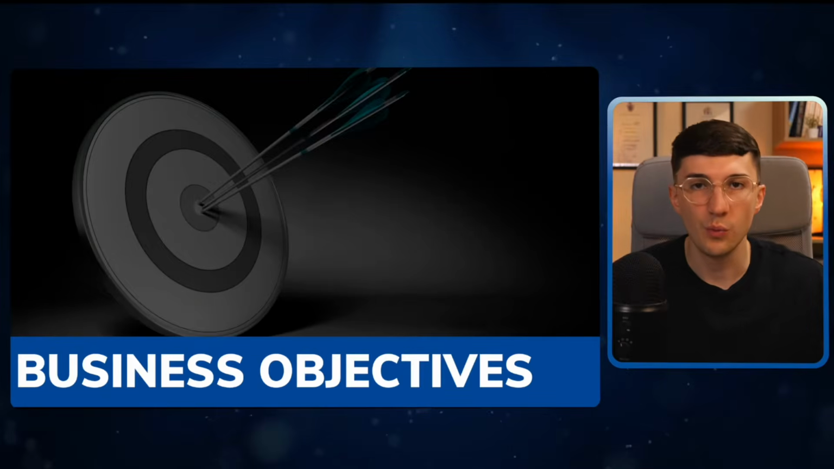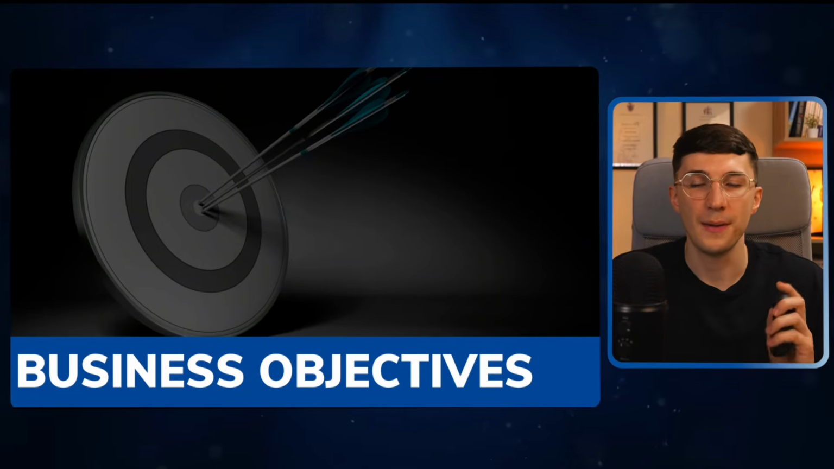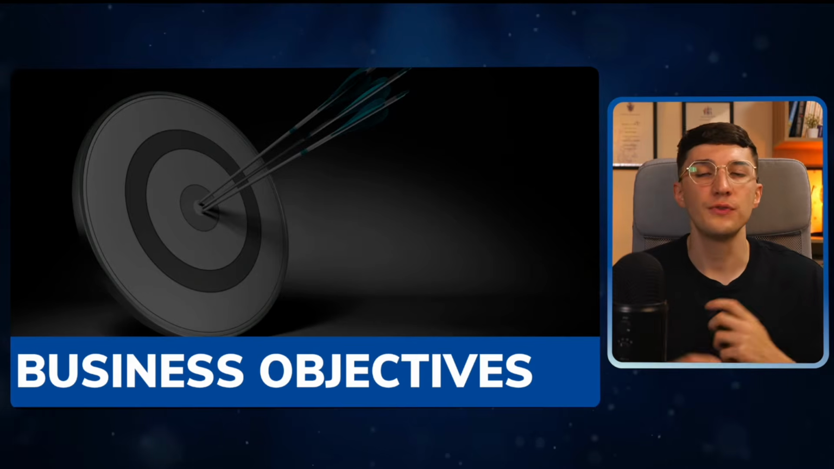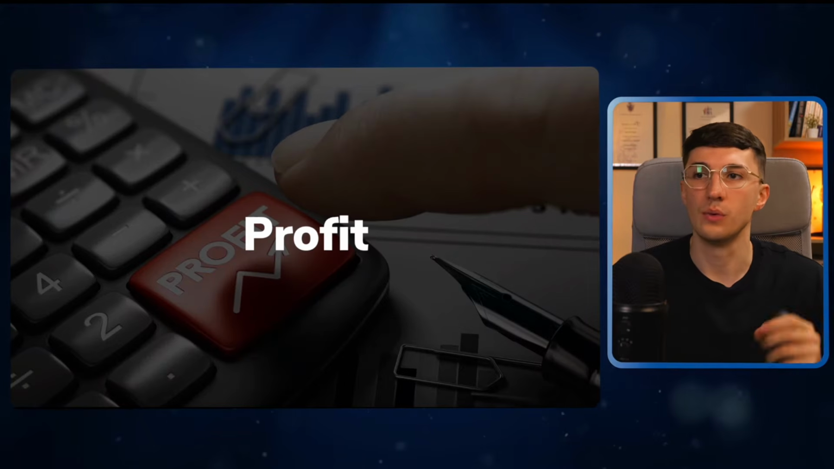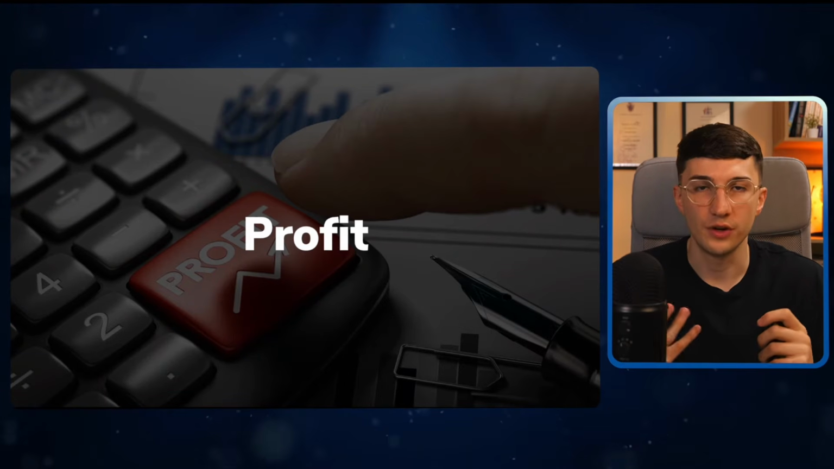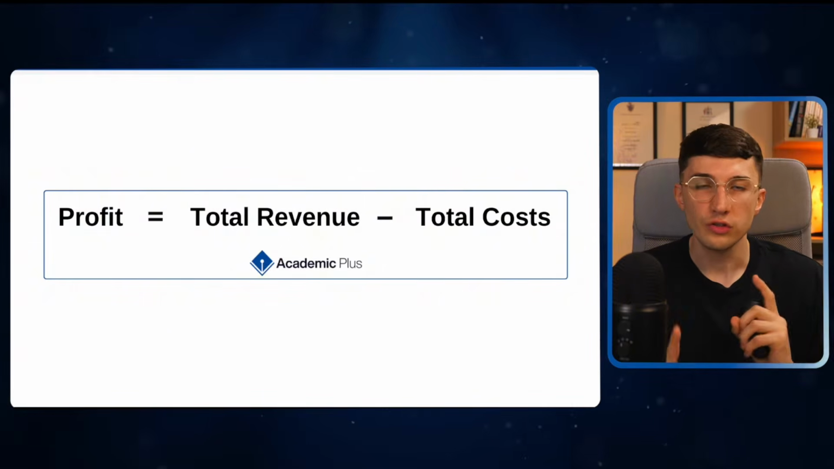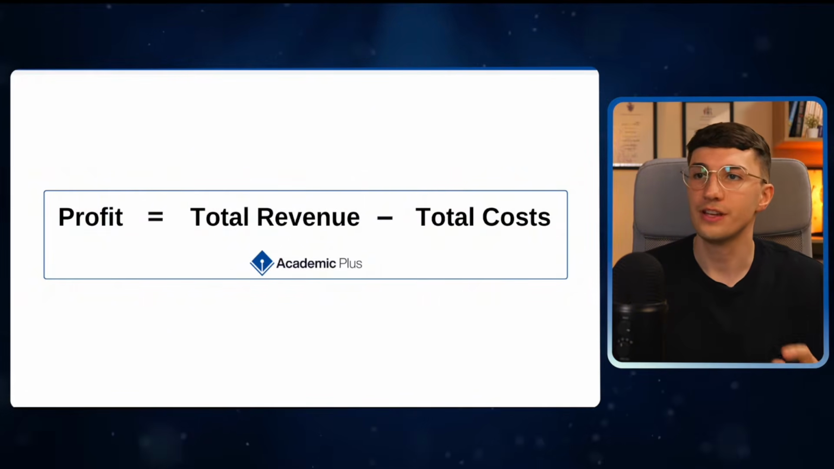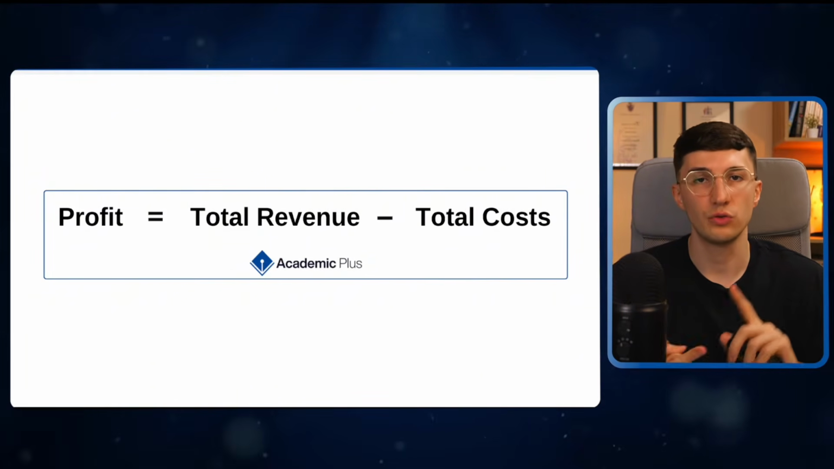The next topic that we're going to take a look at in this revision video will be about the different objectives that a business may set. Now, there's a few different ones that we need to look into. First of all, will be around profit objectives. Now, we've just looked at the formula for profit. This is equal to your total revenue minus your total costs.